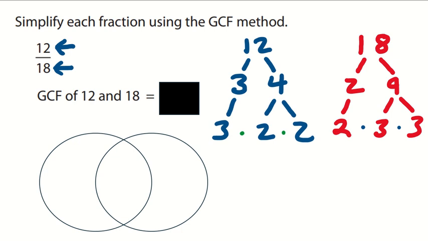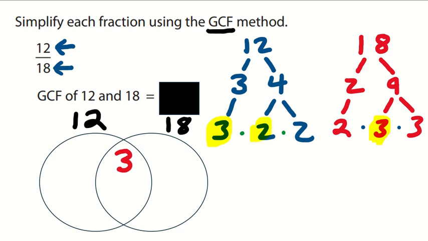Now, all we have to do to find the greatest common factor is organize the factors into this Venn diagram. So we'll have 12 be represented by the left and 18 represented by the right. And then, of course, the overlap is what they both share. So let's look at this. I have a 3 here, and I have a 3 there. So I put a 3 in the center.